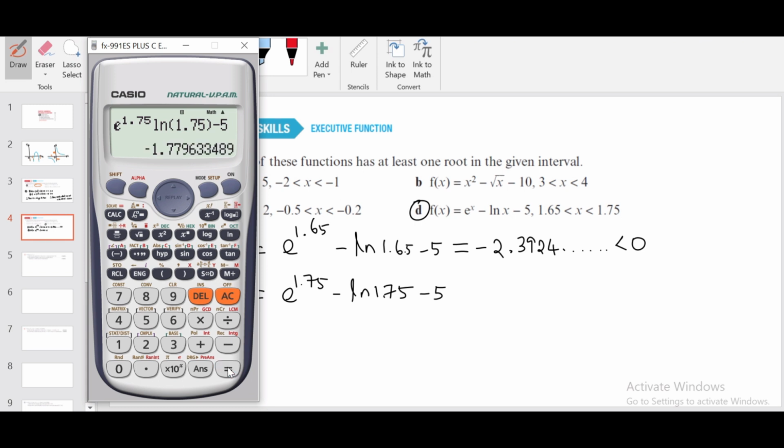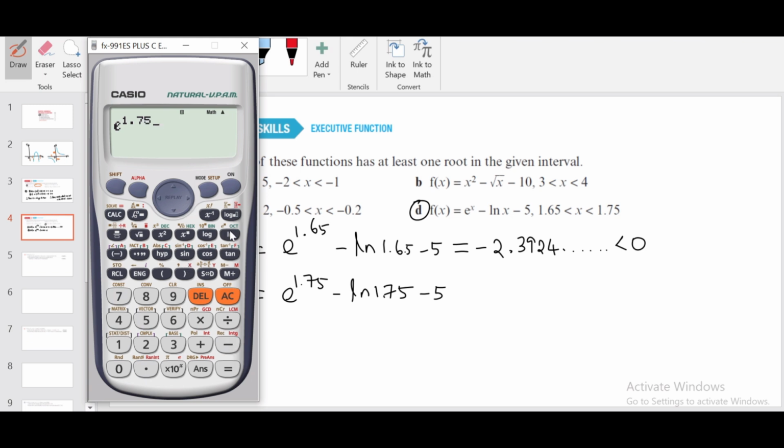So I'm getting a negative number for some reason. E power 1.75 ln 1.75 minus 5. It's supposed to be a positive number, so something is probably wrong. I'll just rewrite it in e to the power 1.75. The question says show, sorry?